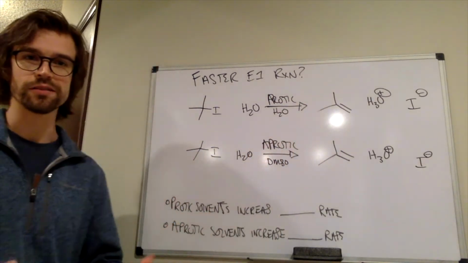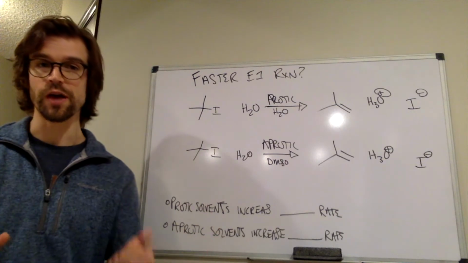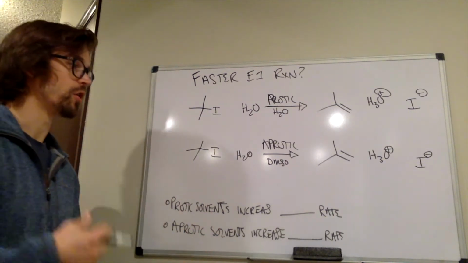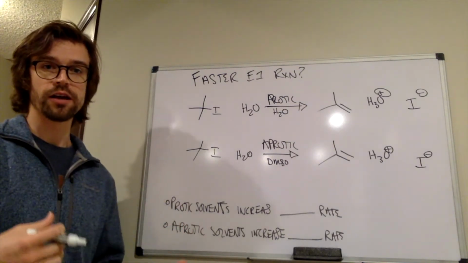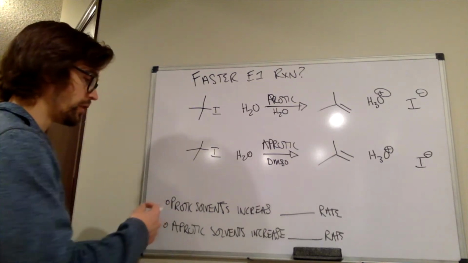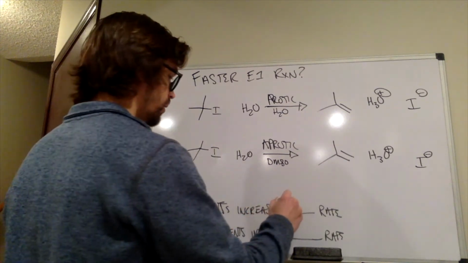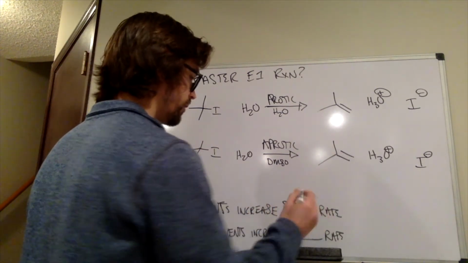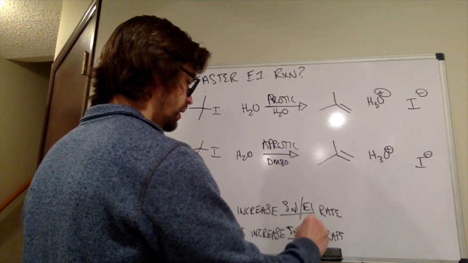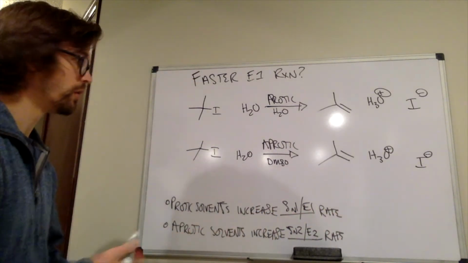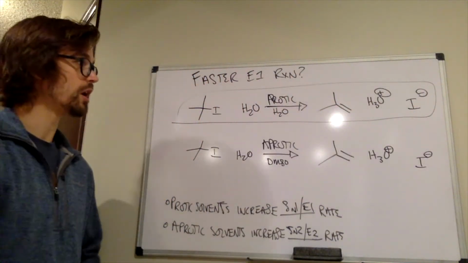Again, what are aprotic solvents? Solvents that don't have acidic hydrogens. So DMSO, acetone, dimethylformamide, DMF, those are all aprotic solvents. So how do these impact reaction rate of E1? Well, in general, protic solvents increase unimolecular reaction rates. So we would say SN1/E1 reaction rates. Aprotic solvents increase SN2, E2 reaction rates. So what's going to be faster? This one here, because we have the protic solvent.